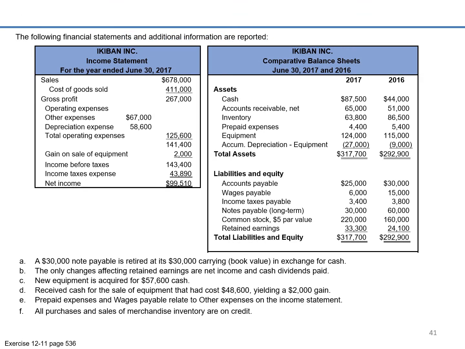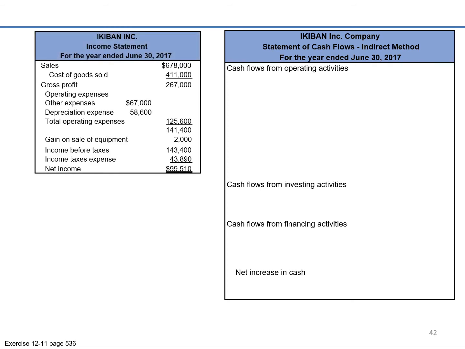All right, exercise 1211. The following financial statements and additional information are reported. I hope they carry this through the next slides or I'm never going to remember what all this says. They want us to prepare the statement of cash flows for the year ended June 30th, 2017 using the indirect method. So first we have cash flow from operating activities, then investing, then financing, net increase or decrease in cash, and we're going to add to it our beginning cash balance, and we'll get our ending cash.